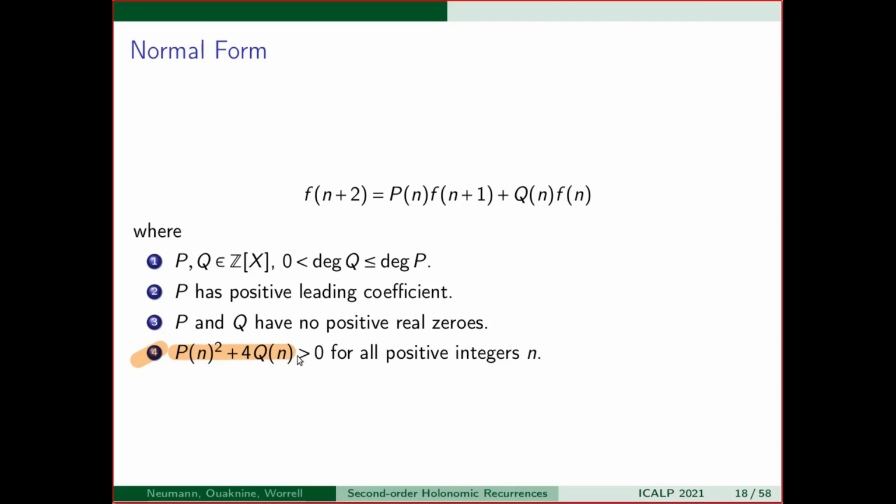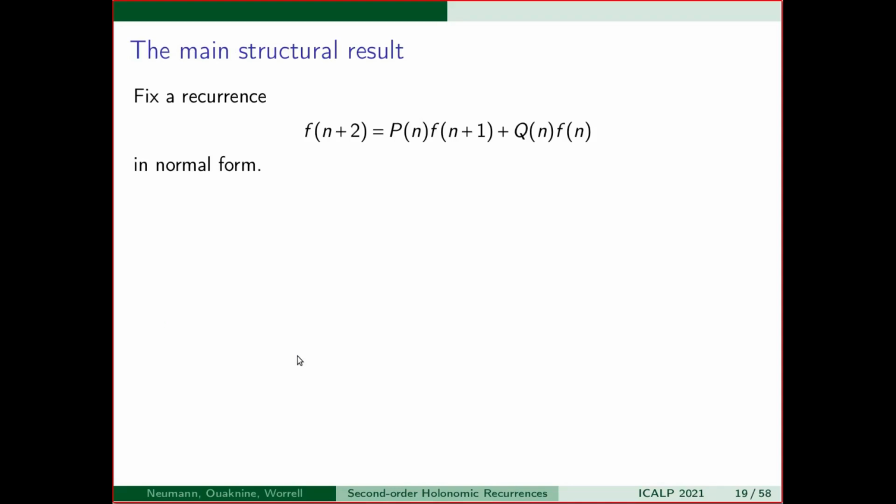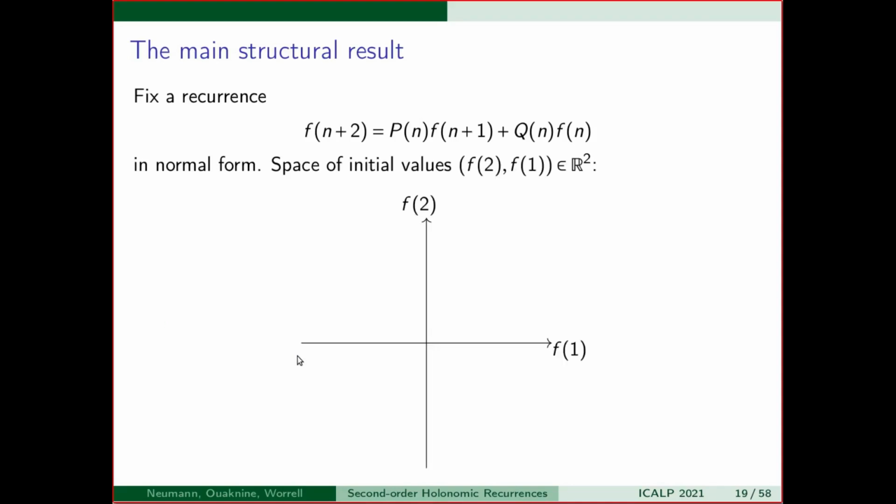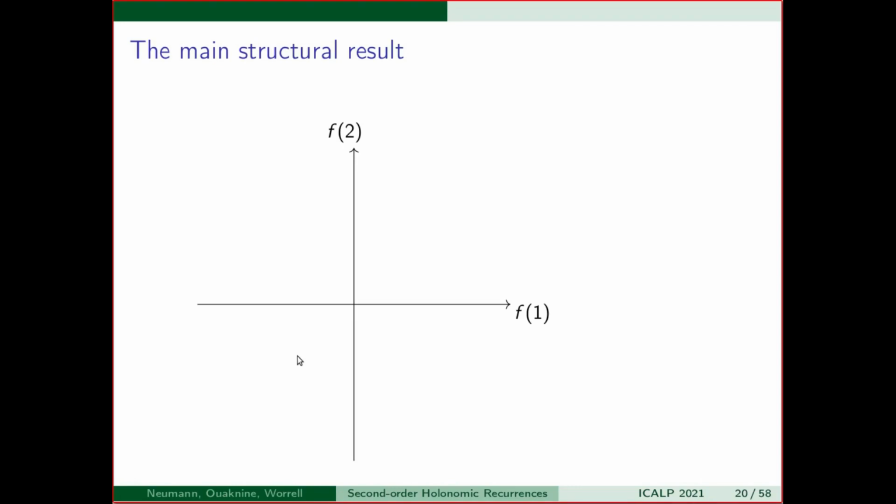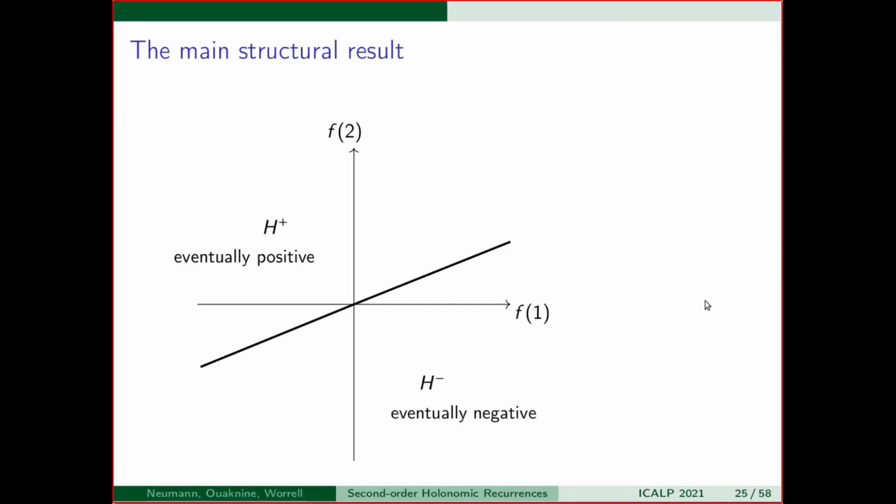So once we have normalized our sequence in this form, if we look at the space of initial values, we get the exact same picture as we saw before. So we have the plane, it is separated by a line into two pieces, h plus and h minus. On h plus we're eventually positive, on h minus we're eventually negative. The line itself is separated by the origin into two pieces. Let's call them L plus and L minus. And on L plus we're eventually positive or alternating. On L minus we're eventually negative or alternating.